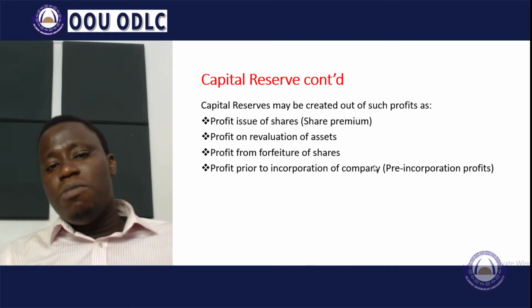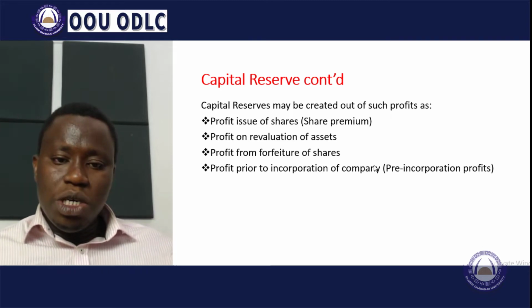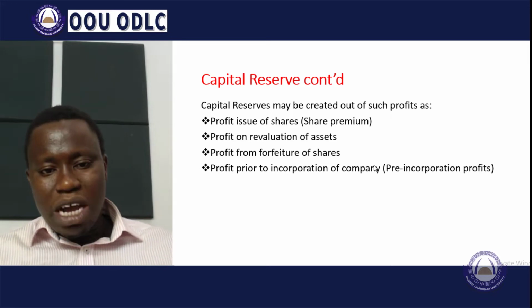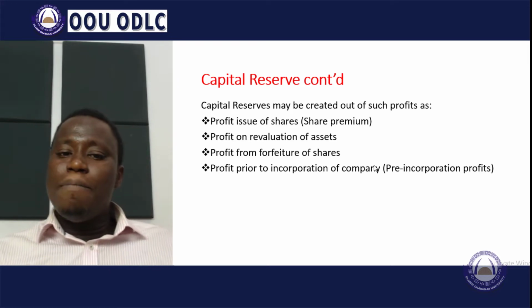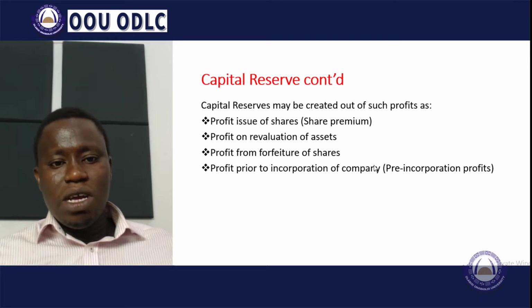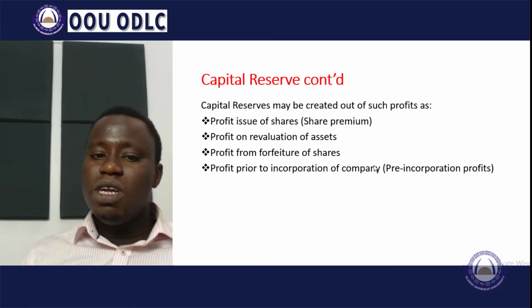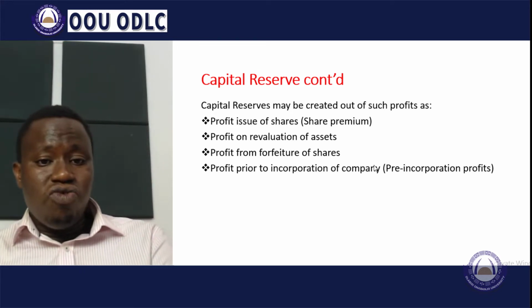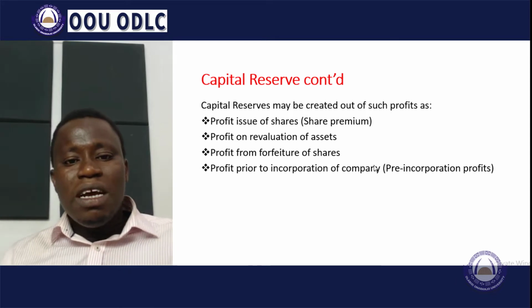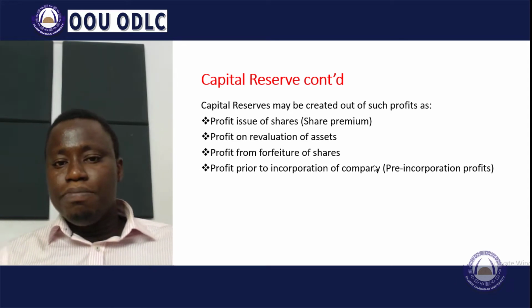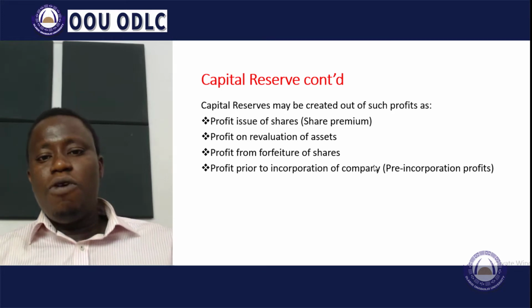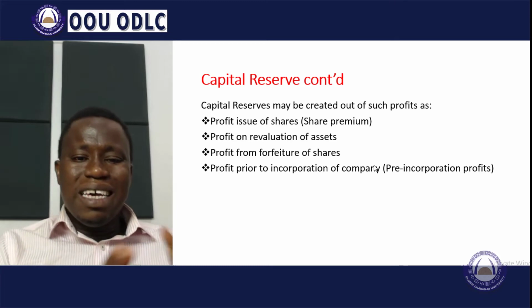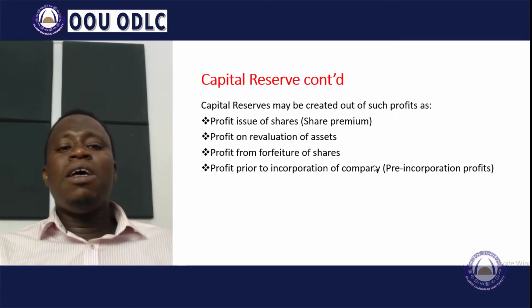We have profits from issue of shares. We can issue shares at par, at discount, at premium. When you are issuing a share at premium, it means you are issuing it at an amount that is above its nominal value. So when, for instance, a share's nominal value is 1 naira and the organization sells the share to the public at 2 naira, it means the organization is making 1 naira extra profit, which is referred to as the premium. So that premium is a profit that is generated from non-trading activity. So the organization can keep that premium as a capital reserve.